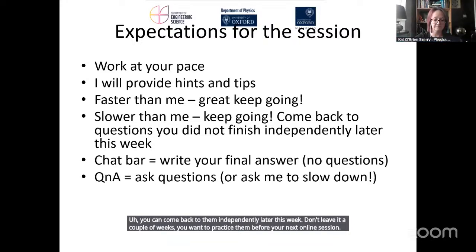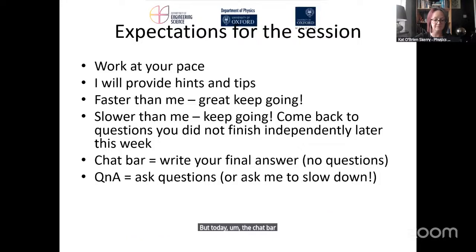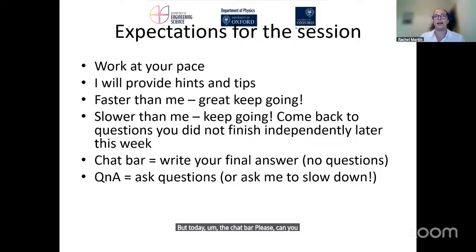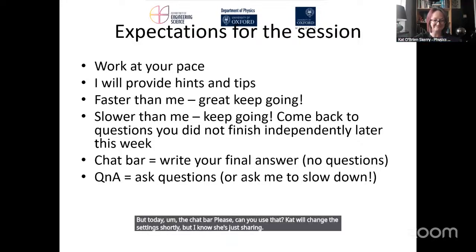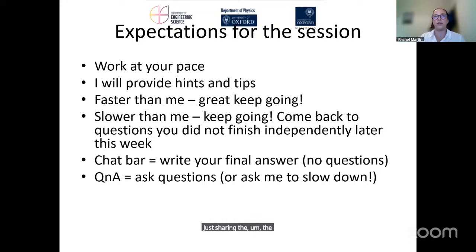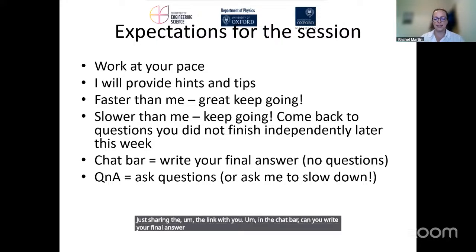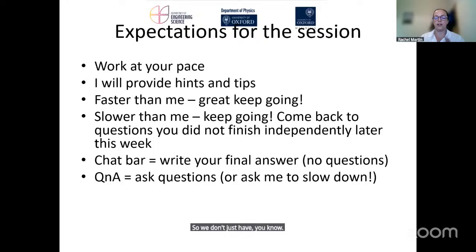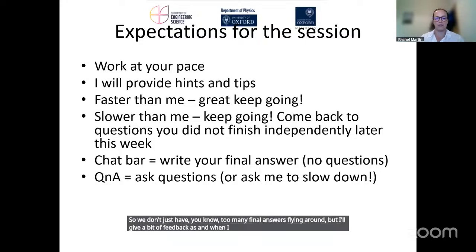For today, the chat bar, please can you use that? Kat will change the settings shortly, but I know she's just sharing the link with you. In the chat bar, can you write your final answer? But we're going to change the settings so only me and Kat can see those. So we don't have too many final answers flying around, but I'll give a bit of feedback as and when I can. I can't give feedback to everyone though. There's a lot of you.